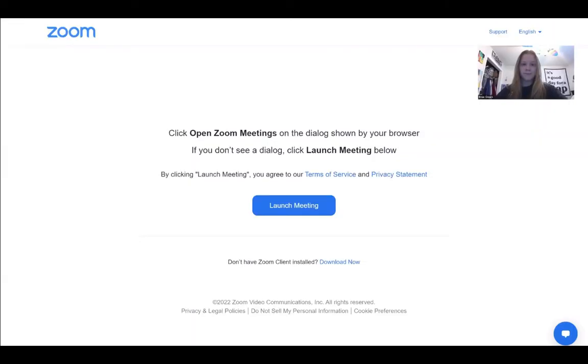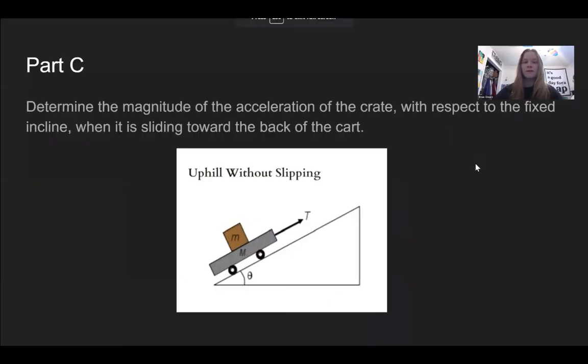Hi, my name's Brianna, and I'll be discussing part C of Uphill Without Slipping. First, let me share my screen real quick. All right, so part C, we are trying to determine the magnitude of the acceleration of the crate with respect to the fixed incline when it is sliding toward the back of the cart. So little m is the crate and big M is the cart.